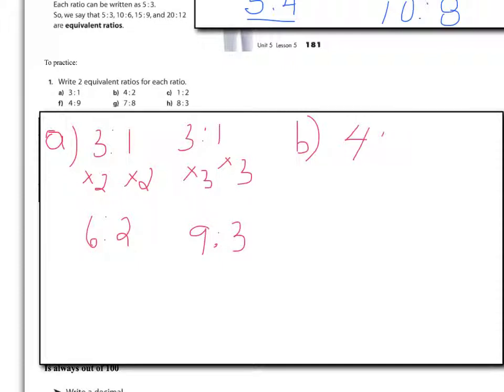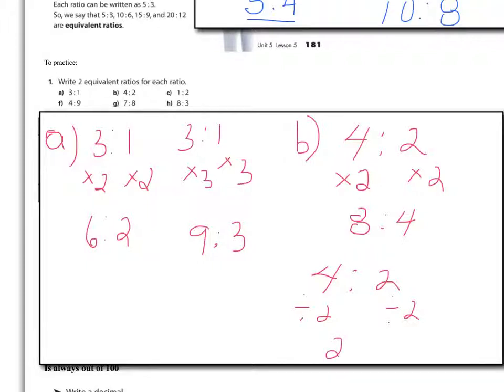Let's try 4 to 2. I'm going to multiply by 2 this time. 4 times 2 is 8. 2 times 2 is 4. With this one, I could actually divide, so I'm going to try dividing for my next one. I'm going to divide by 2 for each. 4 divided by 2 is 2. 2 divided by 2 is 1. So 2 to 1 could be an equivalent ratio.